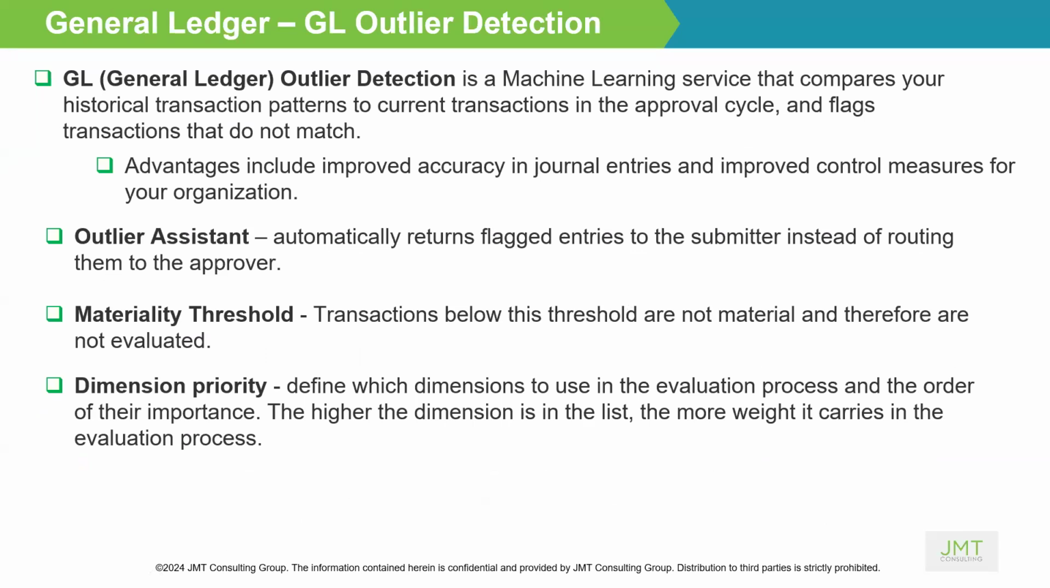The general ledger outlier detection is a new AI tool. It's meant to improve measures and assist with your approval process by improving accuracy in journal entries. So it will analyze your historical transaction patterns and compare it to transactions that are submitted for approval. And it flags transactions that have anomalies that don't match your historical data.